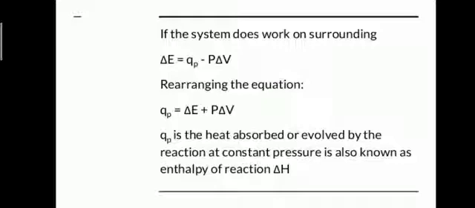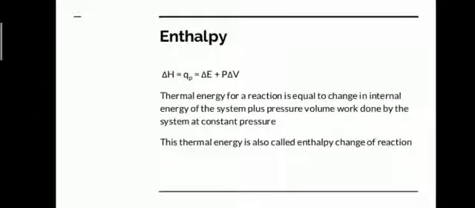Now adding P del V on both sides, we get the value of QP, that is del E plus P del V, where QP is the heat absorbed or evolved by the reaction at constant pressure, also known as the enthalpy of the reaction, that is del H. It means that the change in enthalpy, del H, is equal to QP, which is equal to del E plus P del V. So thermal energy for a reaction is equal to the change in internal energy of the system plus pressure volume work done by the system at constant pressure.